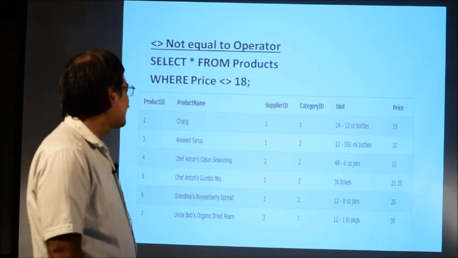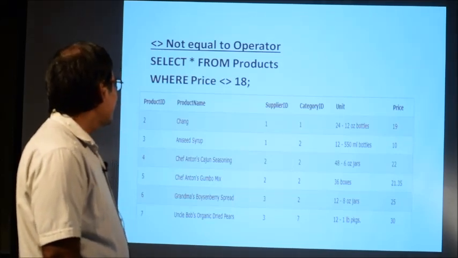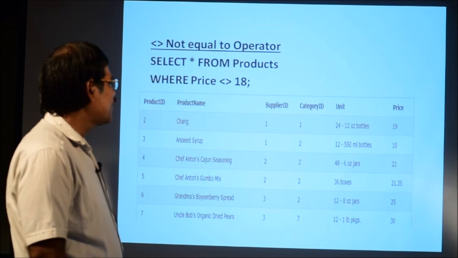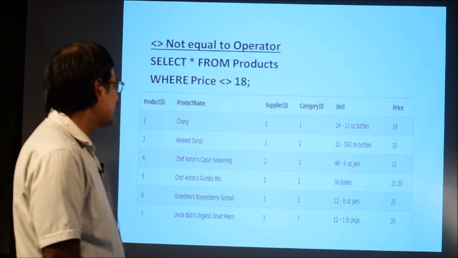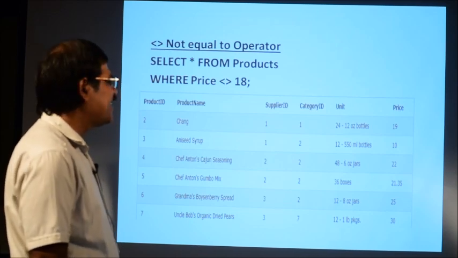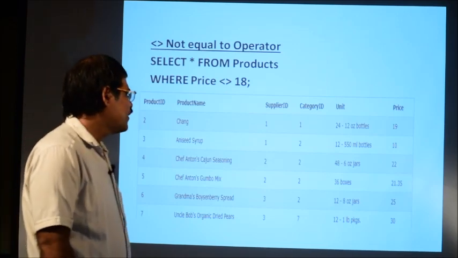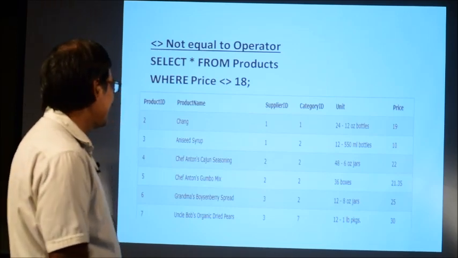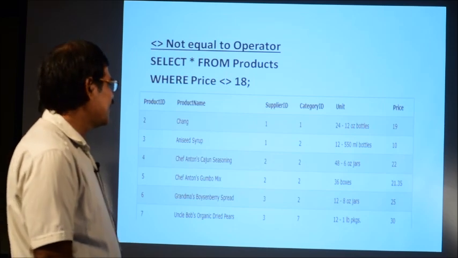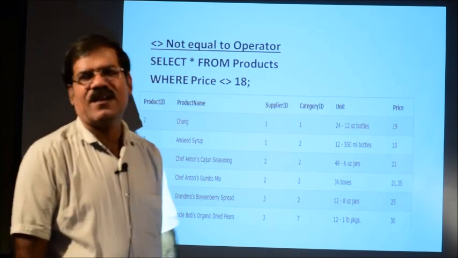So that means here you look for all the records. The first record's price value is 19. So 19 is obviously greater than 18. 10 is less than 18. 22 is greater. 21 is greater than 18. 25 is greater than 18, and 30 is also greater than 18.